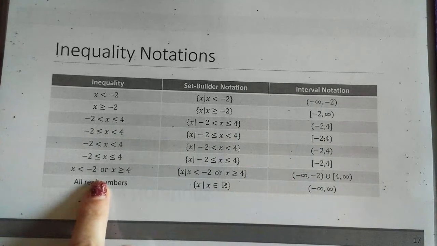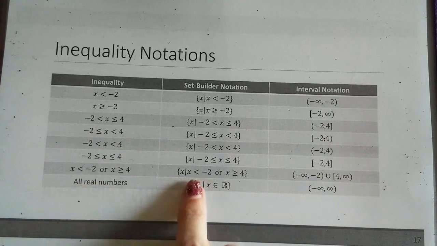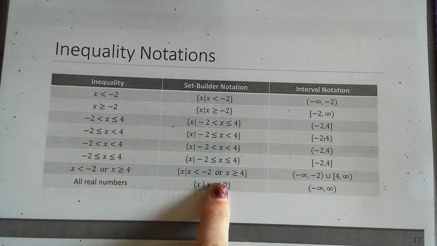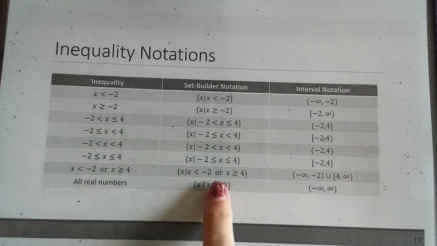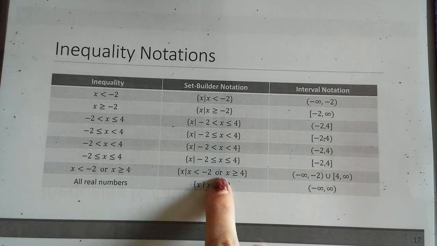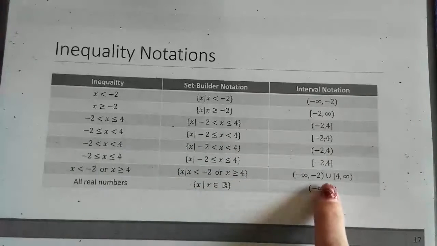Then we're looking at a case where x is less than -2 or x is greater than or equal to 4. Set builder notation, same as always, the set of x such that x is less than -2 or x is greater than or equal to 4. For our interval notation, because there is an or here, we are looking at two separate intervals. So we write the first one, union the second one, because remember in math, union means or.